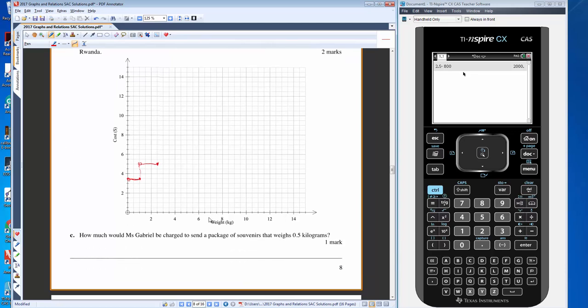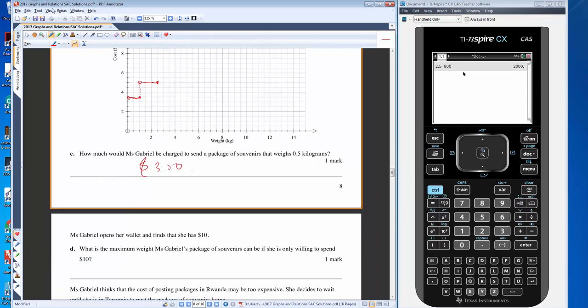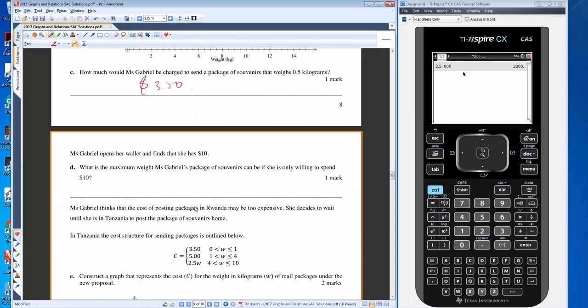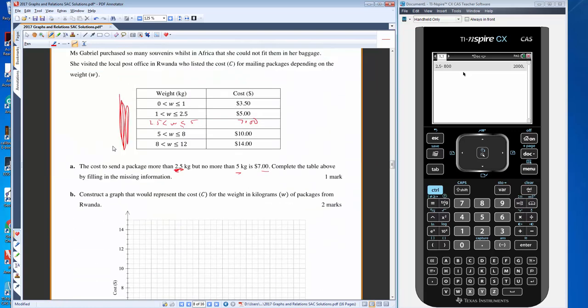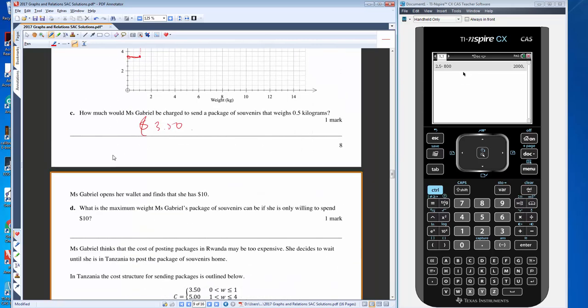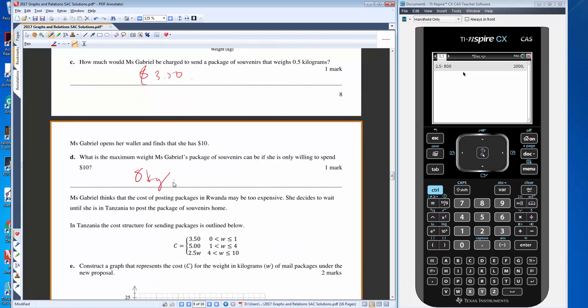Alright, so how much would Ms. Gabriel have been charged to send a package of souvenirs that weighs half a kilogram? Okay, so this is weight in kilograms. Half a kilogram, it would have been $3.50. Alright, she opens her wallet and finds that she has $10. What's the maximum weight of the package she can send? So this one, I think from memory, was 8 kg, $10. Max weight was the endpoint of this part of the domain here, which was 8 kilos. So she can send one for 8 kilograms.